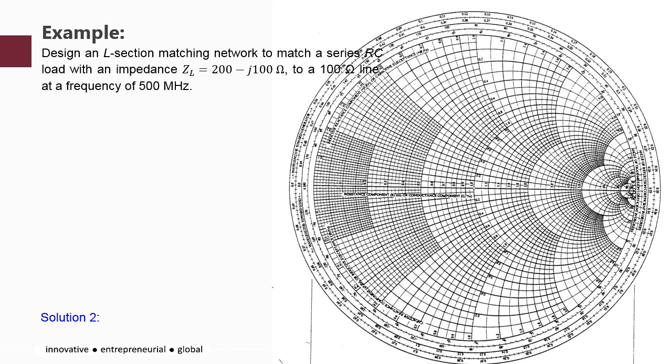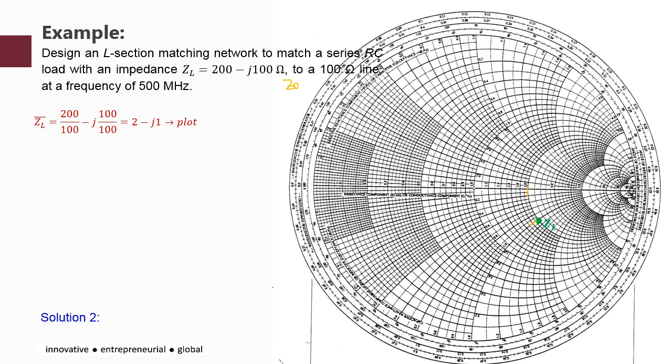Okay, let's have the first step. As usual, you need to find the normalized load impedance. Given the impedance is 200 minus j100, divide by Z0 equal to 100 ohm, so you get 2 minus j1. Plot it in the Smith chart. So that's your 2 intersect with minus j1.